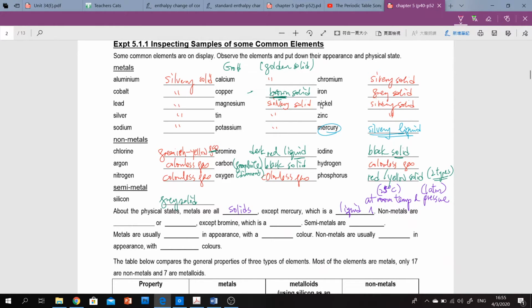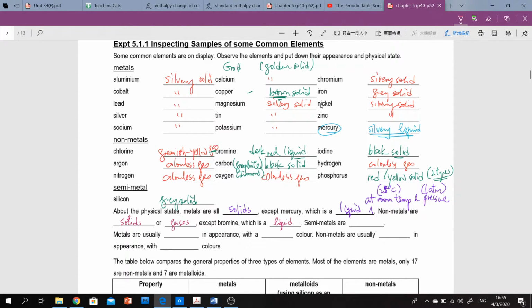About physical state, metals are solid except mercury, which is liquid at room temperature and pressure. Non-metals are mainly solids or gases, or both, except bromine, which is a liquid. Again, it's a liquid.